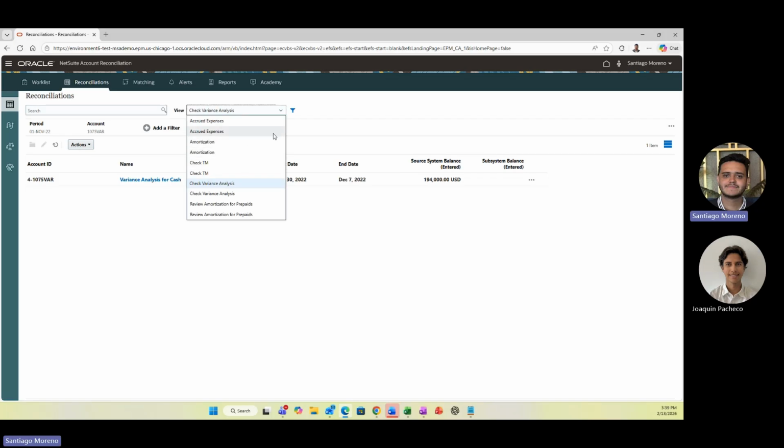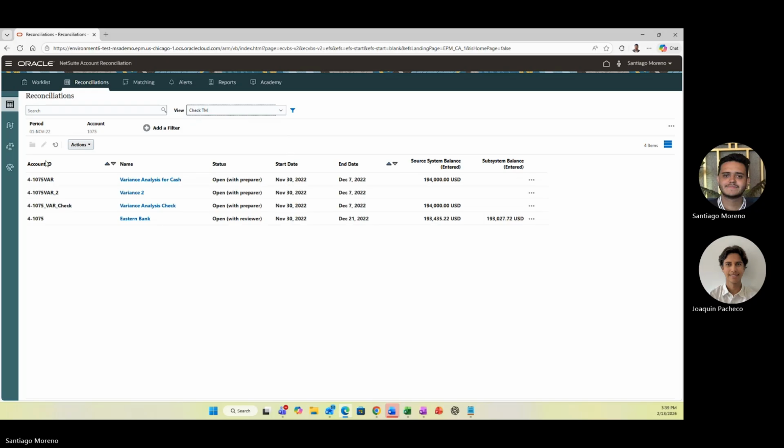One example that I got for that is going to be here on this check TM view, and TM stands for transaction matching. So on this example that I'm about to show you, I'm going to cover two pieces. The first one is going to be the balance comparison type of reconciliation, but on top of that, we are going to add that additional layer that is going to be transaction matching. Okay, so we are going to review the two of them all together.